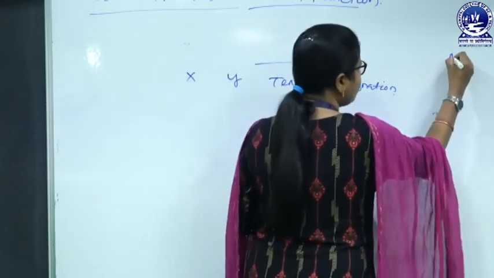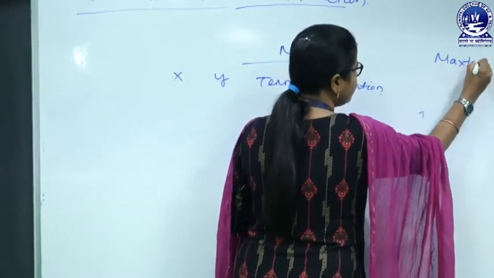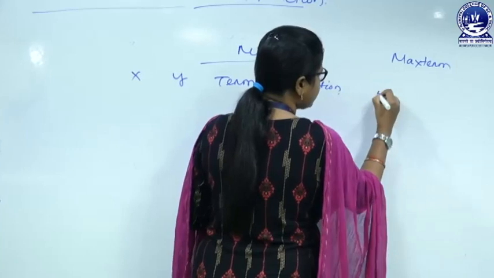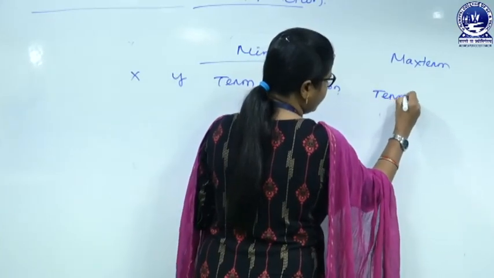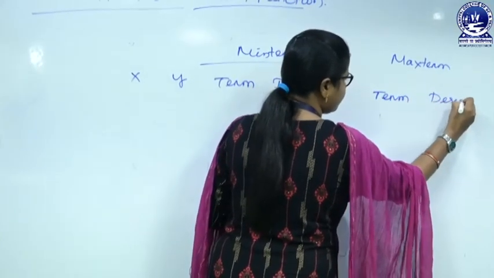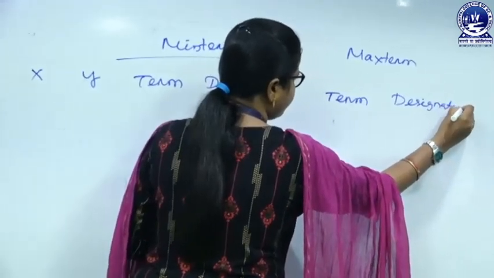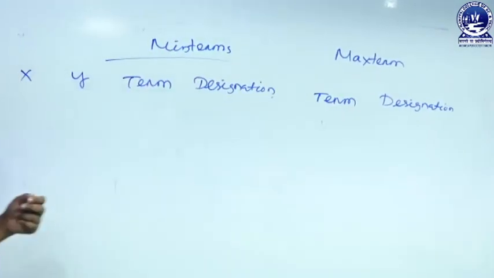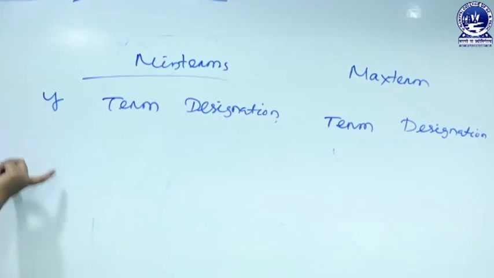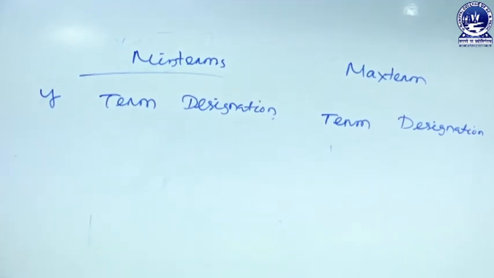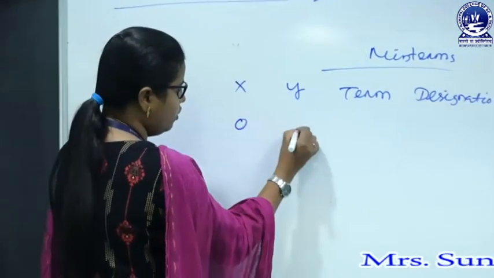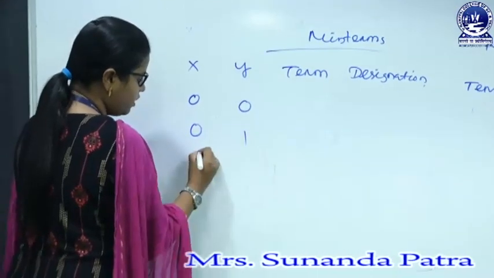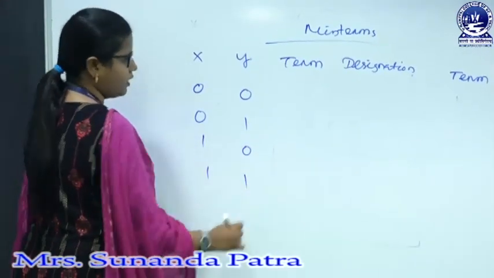Also we will go for forming the max term, and for the max term we will also have the term and designation. So what are the possible combinations of x, y in the form of 0, 1? So 0, 0, 0, 1, 1, 0 and 1, 1.